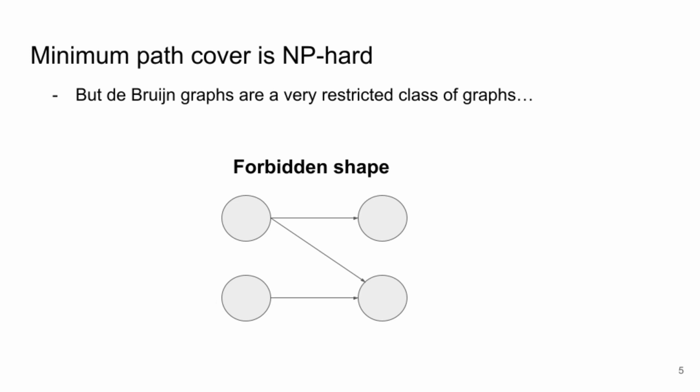But de Bruijn graphs are a very restricted class of graphs. For example, the shape shown on the slide cannot exist in a node-centric de Bruijn graph, because if we had such a shape, we would have to have an edge from the bottom left to the top right. So the topology of de Bruijn graphs is quite restricted, which leaves us hope that maybe there could be a solution for path covers in a de Bruijn graph, even though it's hard in general graphs.